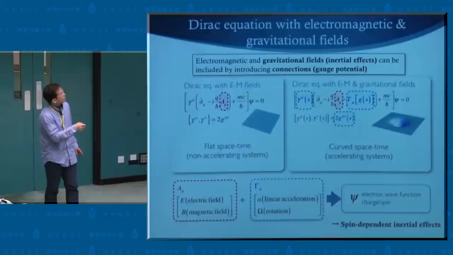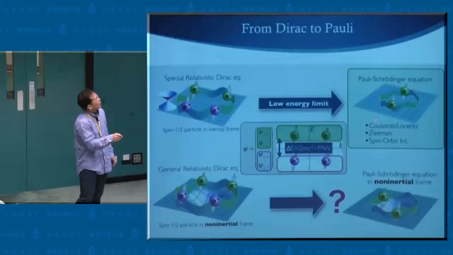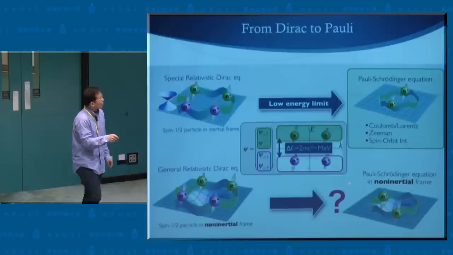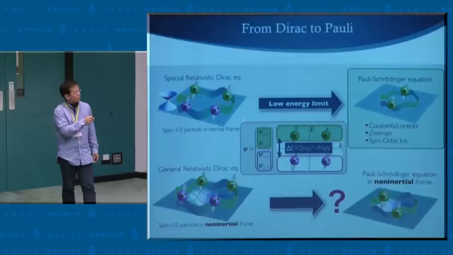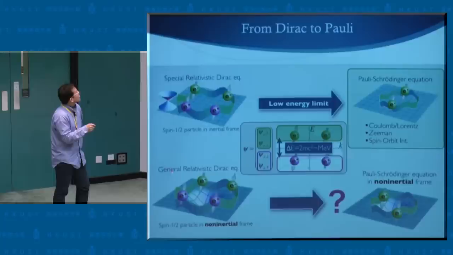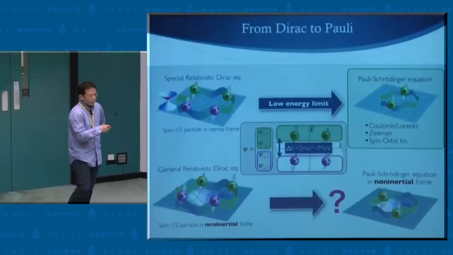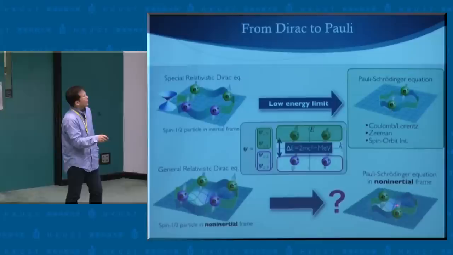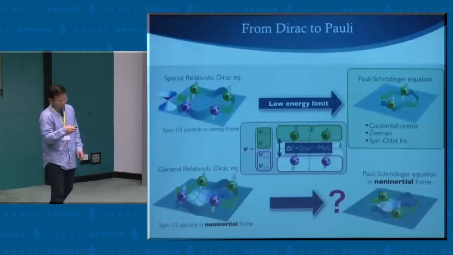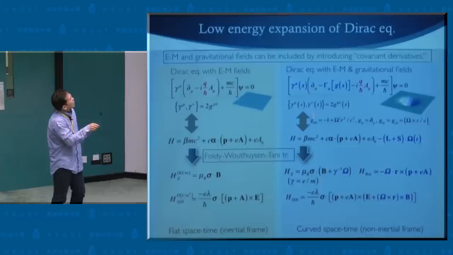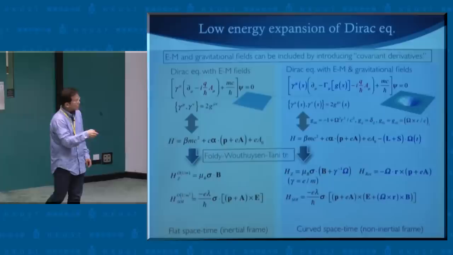So our strategy is the following. Usually, if you want to get a Zeeman interaction and a spin orbit interaction, you start with the special relativistic Dirac equation. In my case, we start with the general relativistic Dirac equation, which is the fundamental equation in the non-inertial frame. Then, performing the low energy limit, we should have some modified Zeeman or spin orbit interaction. Performing such a low energy expansion, we obtain these blue terms. And this is the result.